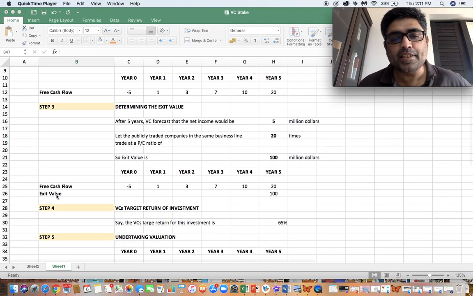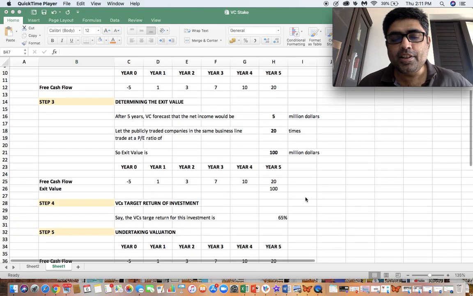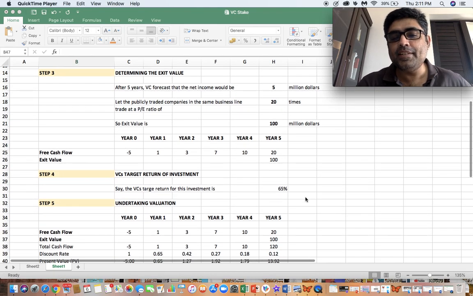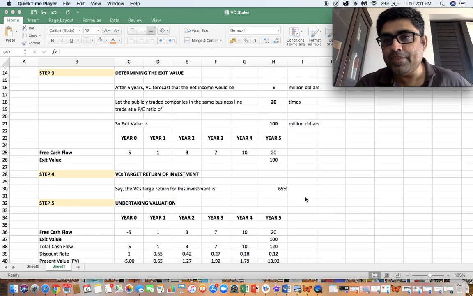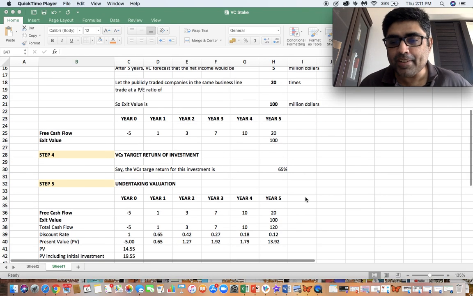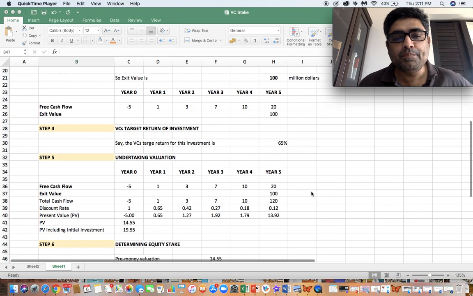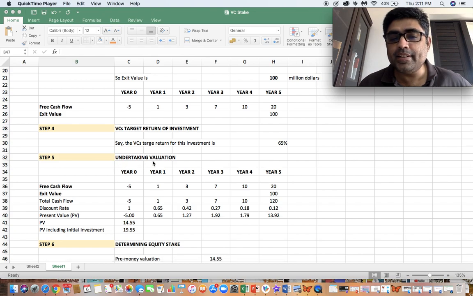Then the free cash flow figures remain the same as what we have mentioned earlier, and the exit value gets to be 100. In step 4, the VC has a target return on investment in mind, say that's 65% in this case. Post which, in step 5, they undertake the valuation.